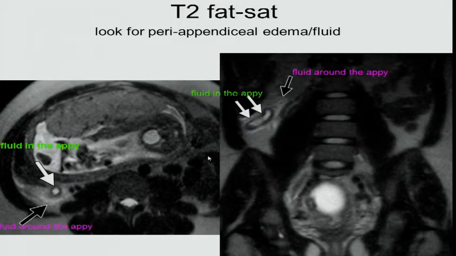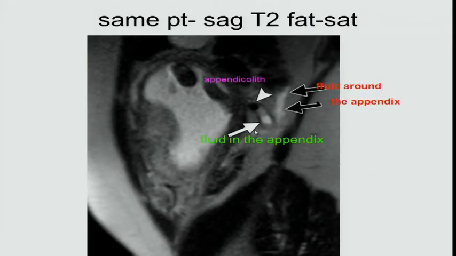Okay, so here we have fluid in the lumen of the appendix, and then periappendiceal fluid. Same patient, fluid in the appendix and periappendiceal fluid. And this is the same patient, and they had an appendicolith. And see how this is tucked up here behind this is the uterus. See how the appendix is tucked up there behind the gravid uterus?